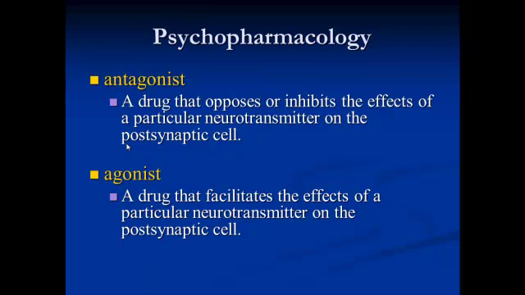Okay, when we talk about psychopharmacology, we often talk about antagonist and agonist. An antagonist is a drug that stops a neurotransmitter from doing its job. It blocks a receptor, it destroys a neurotransmitter, things like this. Oftentimes, in people with schizophrenia, there's too much dopamine in certain areas, so they take a dopamine antagonist. Then there's the agonist, a drug that facilitates or helps a neurotransmitter to do its job. So cocaine is a dopamine agonist because it helps more dopamine to be in the synapse and get to receptors.